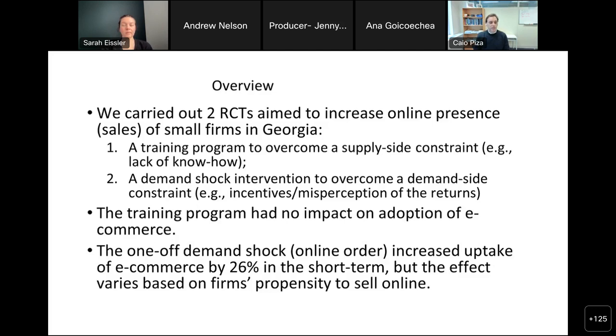Basically, we don't find impacts of the training program on adoption of e-commerce, but on the other hand, the one-off demand shock increased uptake of e-commerce by 26% in the short term, and the effect is very heterogeneous, going up to 50% depending on the group we evaluate the impact on.